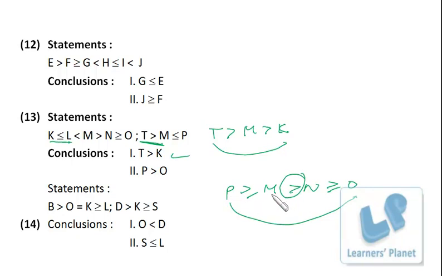P is equal to M, but M is definitely greater than N, right? M is definitely greater than N, and at max N is equal to O. So in any case P should be definitely greater than O. Okay, so this is also true. So both the conclusion 1 and 2 are true.